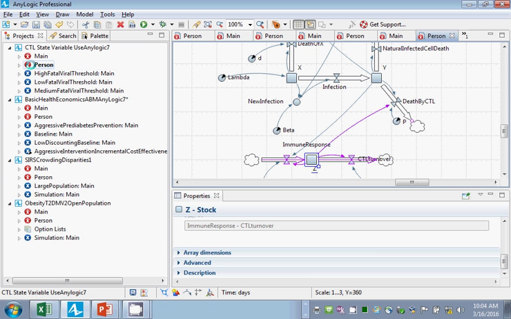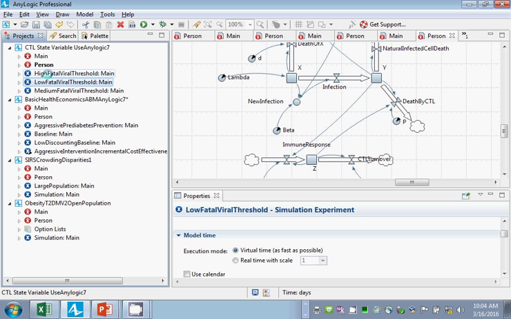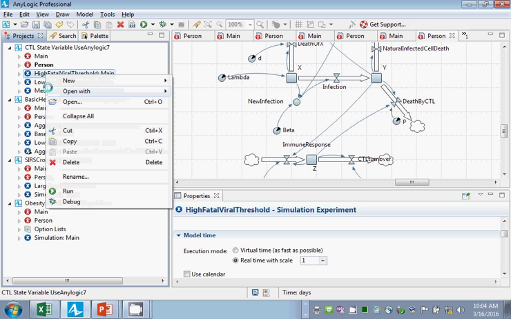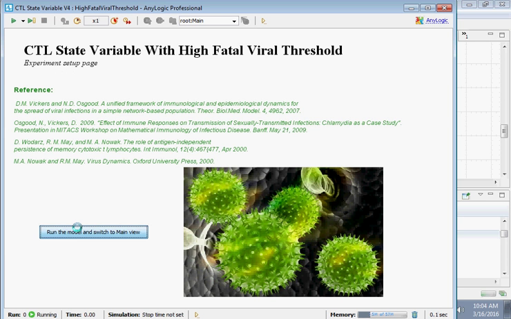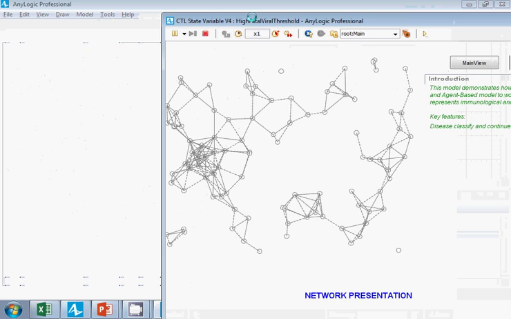Okay, so within this model, I'd like to simulate things. So if we go to high viral threshold here, this is a scenario here.